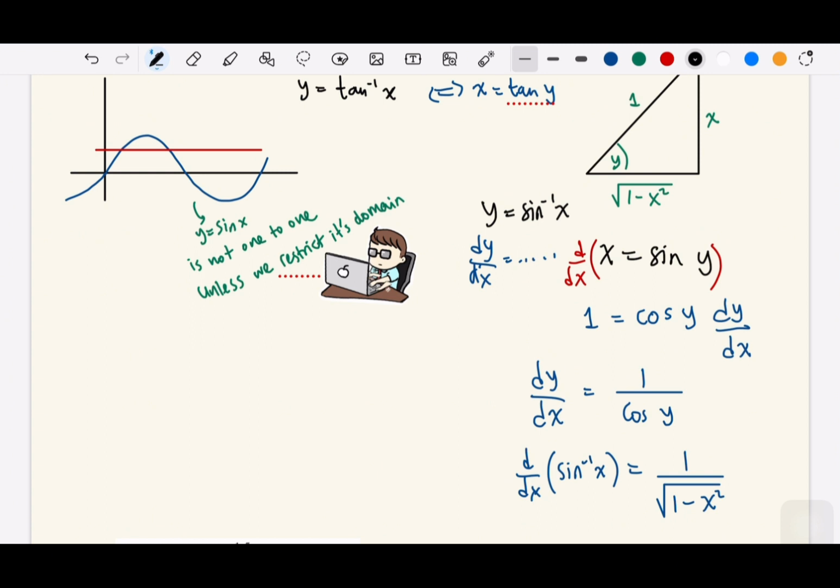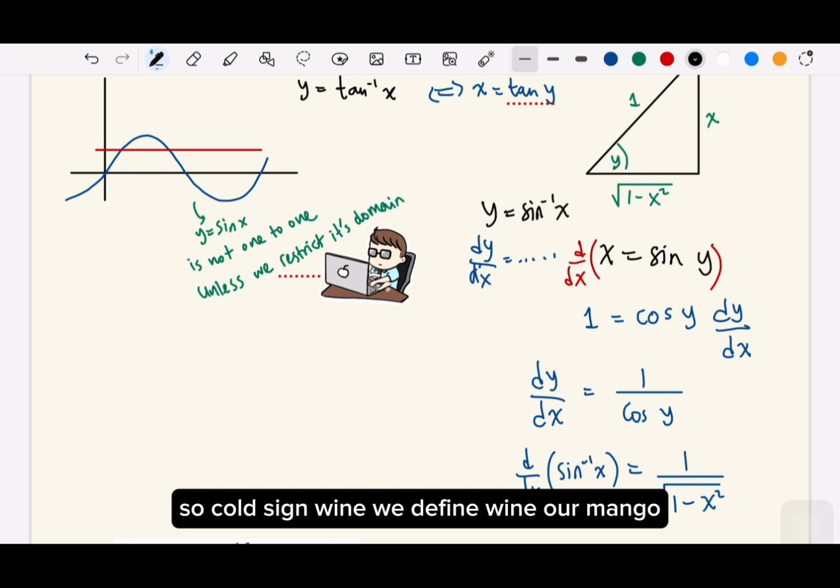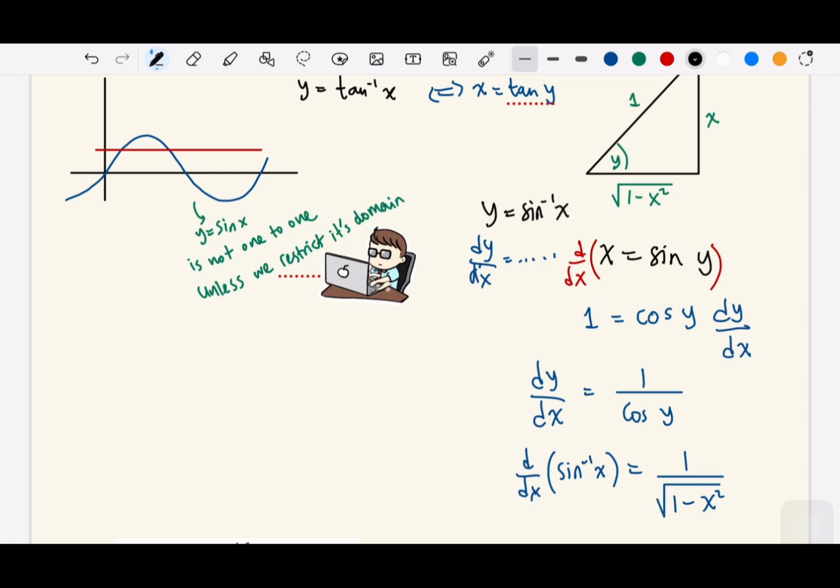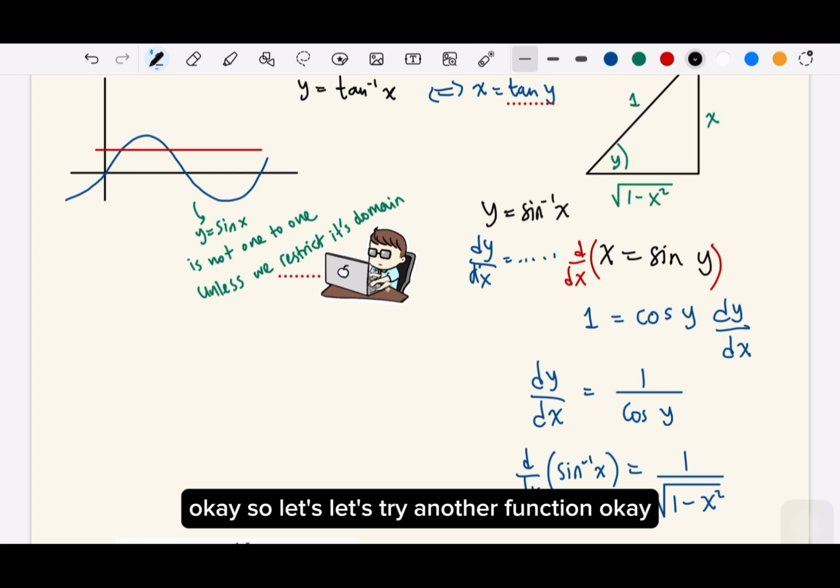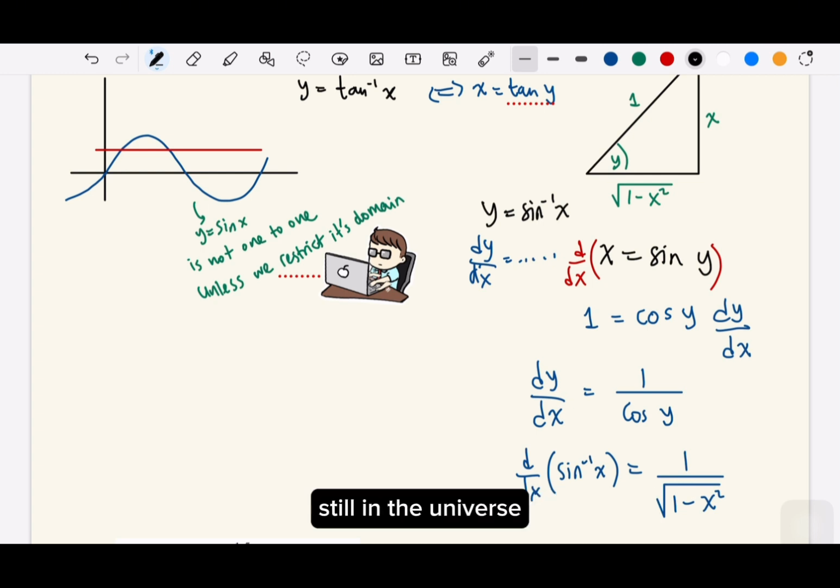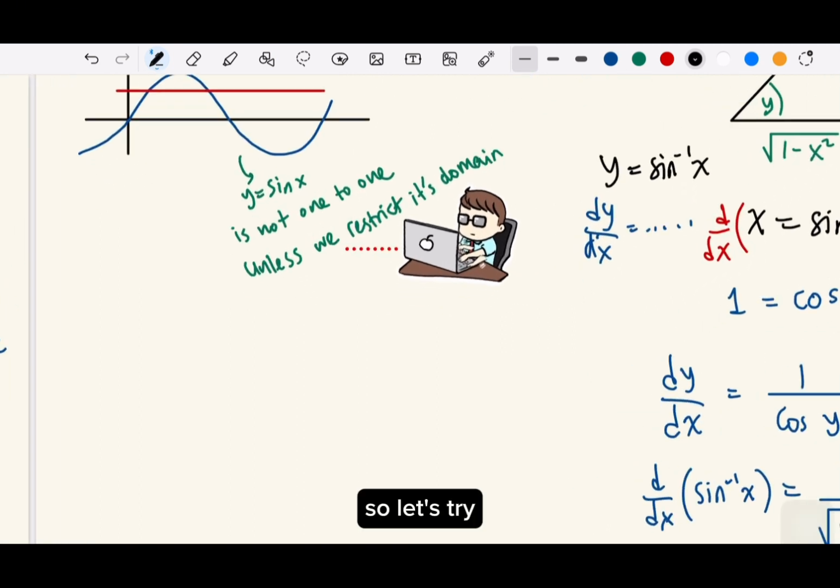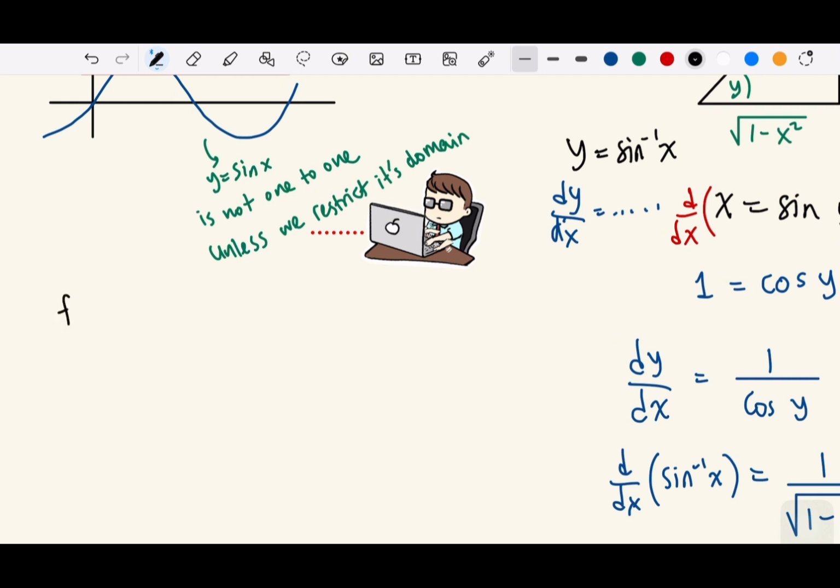Which one? This one? Okay, so cosine y, we define y in our triangle. Yeah, cosine is this side over 1, right? Okay. So let's try another function, still in the inverse. Let's try tangent inverse.